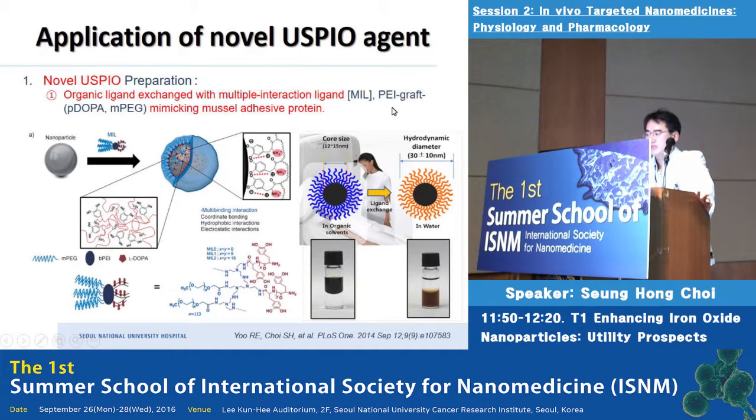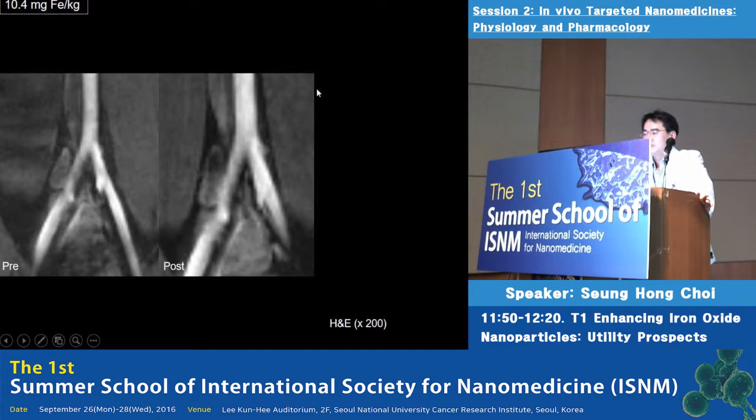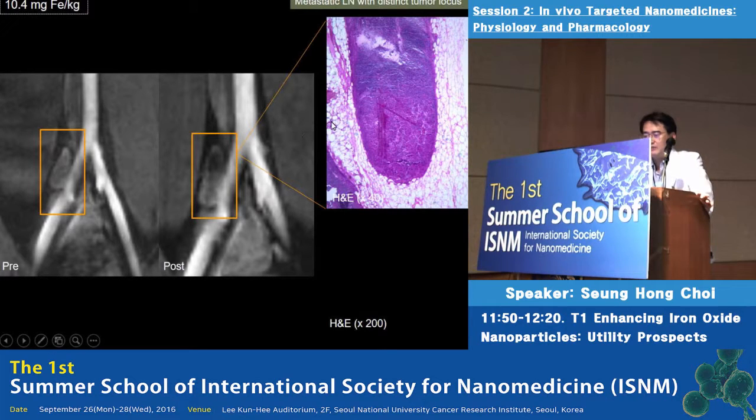Recently, pegylation is one of the good alternatives for these new agents. After injection of this agent, we could find the metastatic area like this. You can see high signal intensity in the metastatic foci and low signal intensity in the normal lymph node.